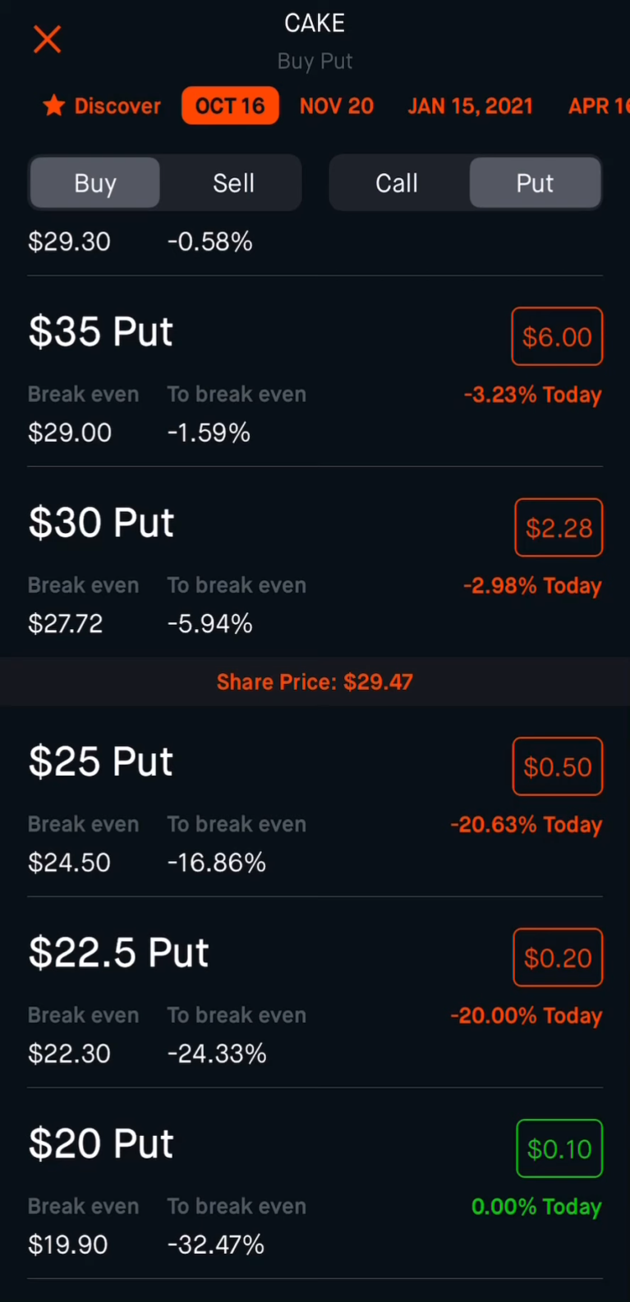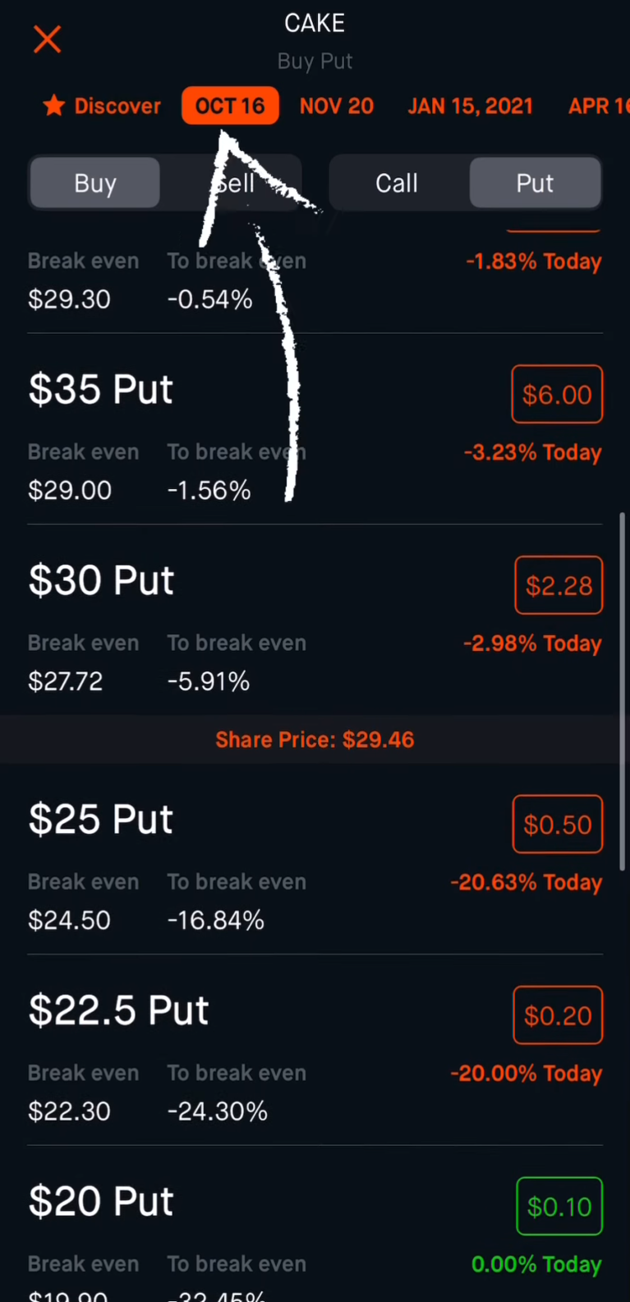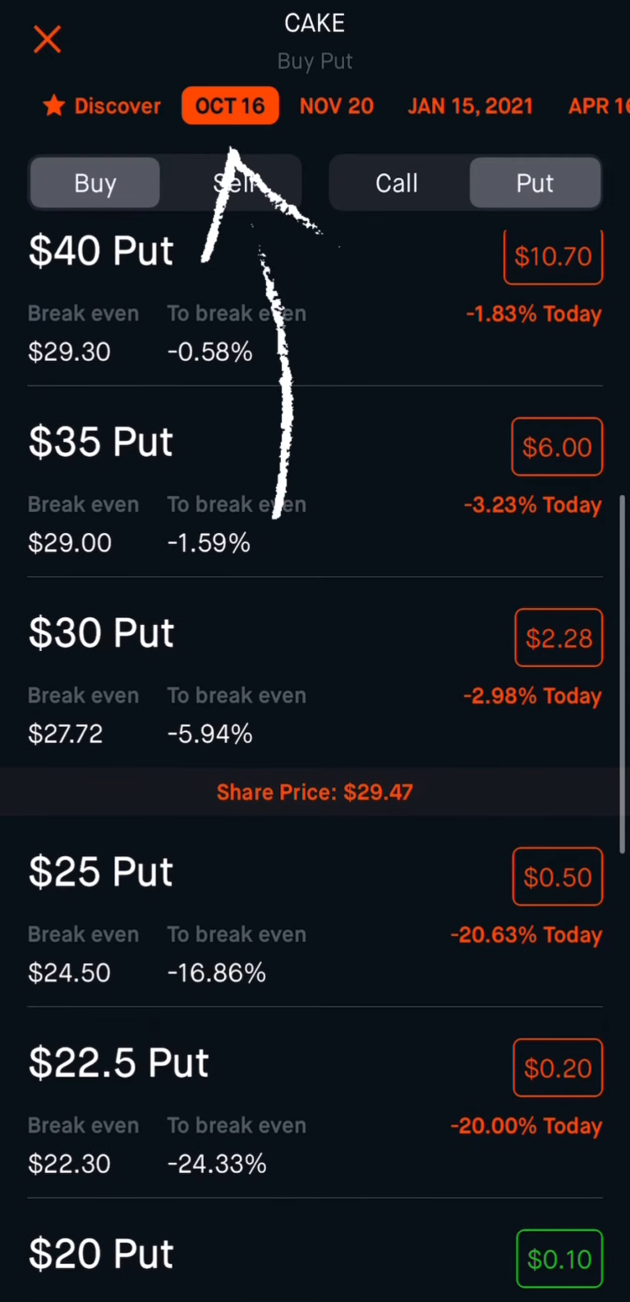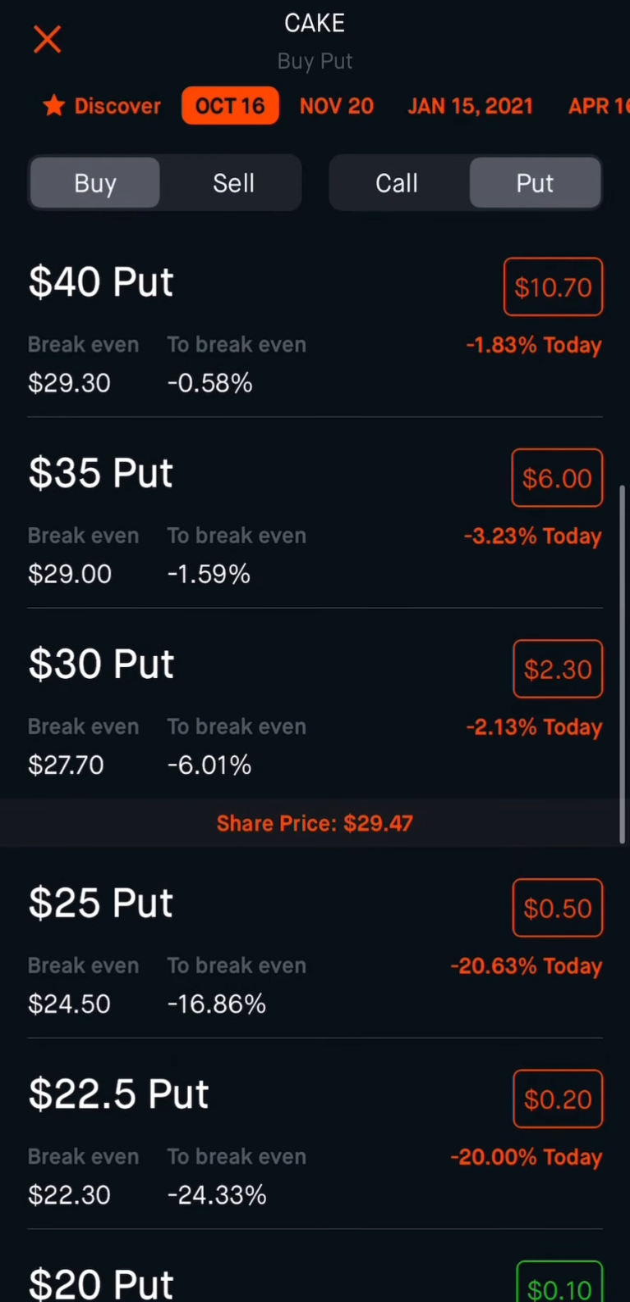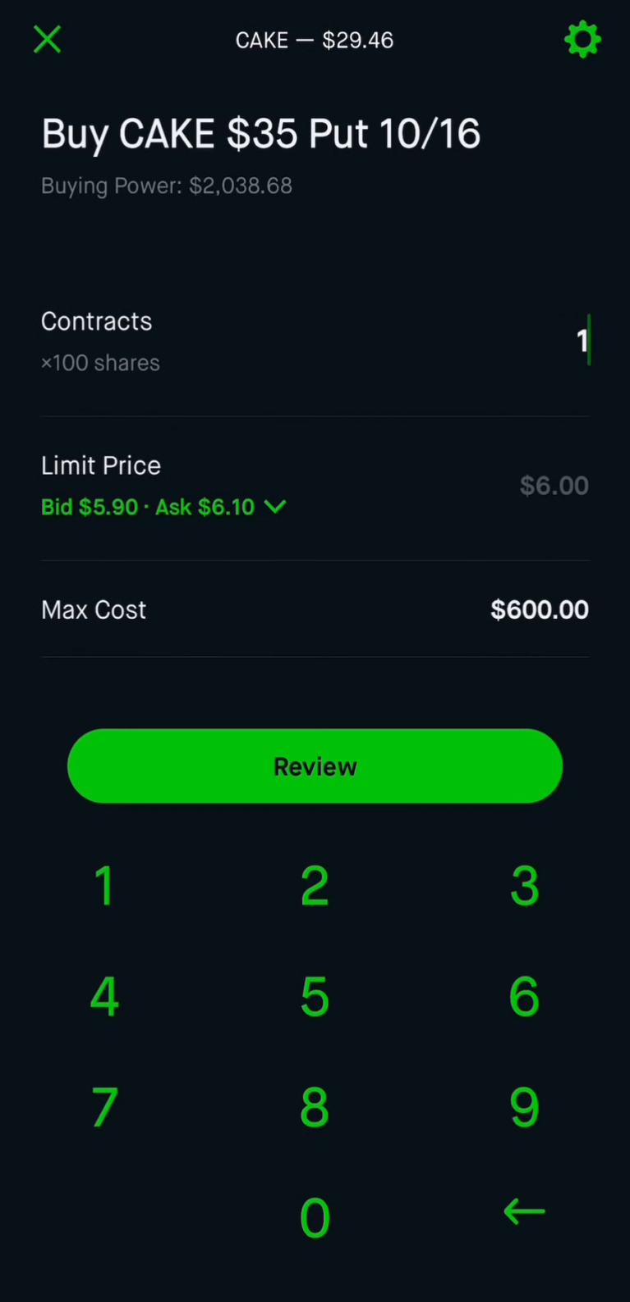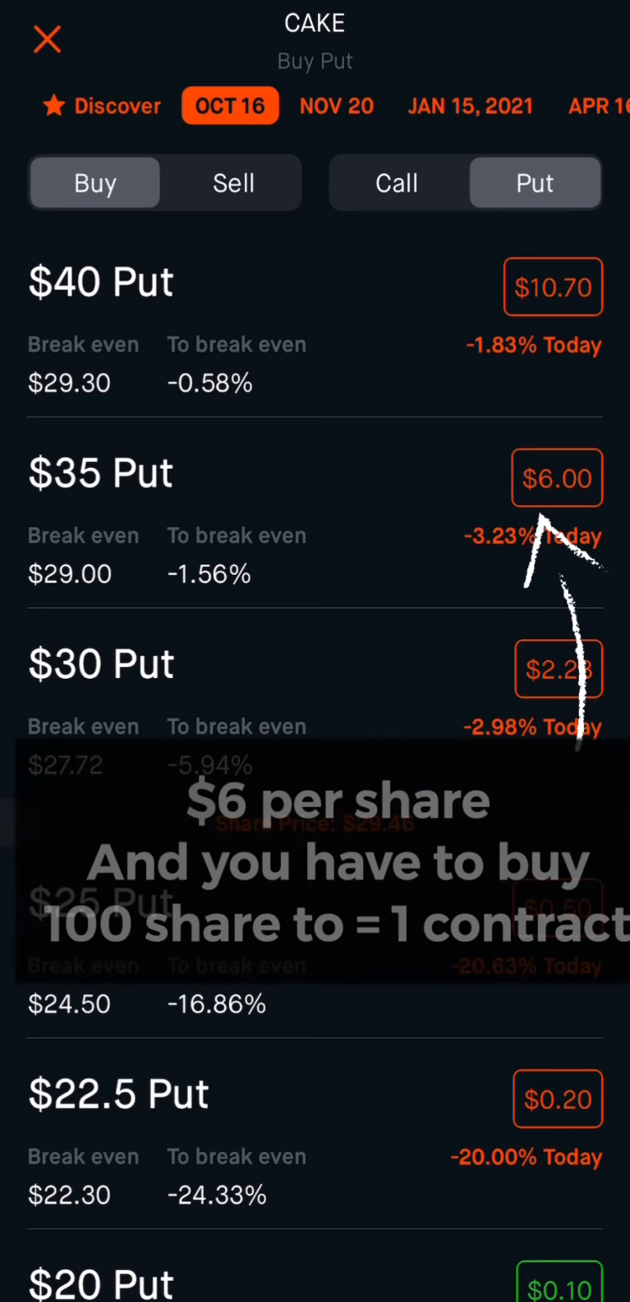So always look at the break even. If I pick the first one, it says to break even 6%. That's the first thing you want to look at after you pick your date. So I think it's going to go down 6% by October 16th. If you think that's true, you would click that one. If you think the one above it is true, that it's going to go down 1.5% by October 16th, you can choose that one. But it's going to be more money because it's an easier bet.